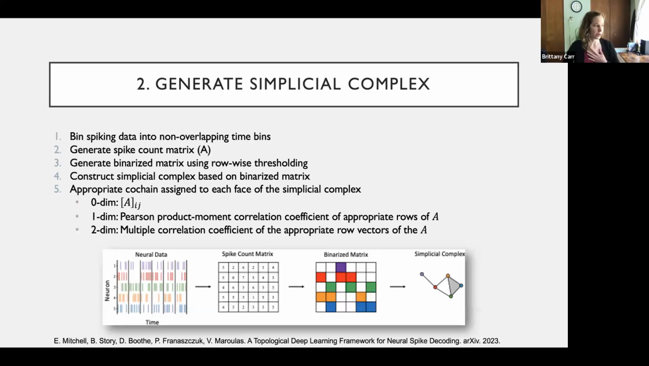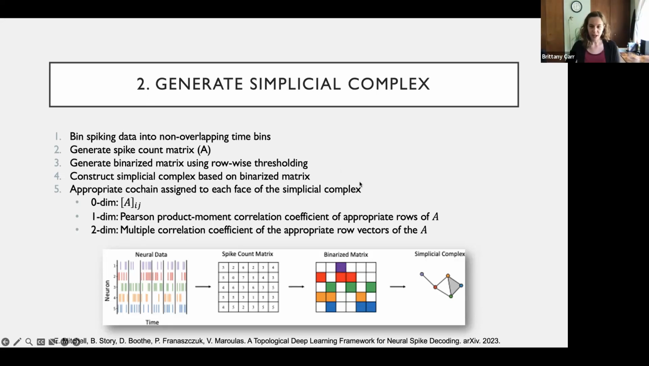So a lot of different neuron processing data things have used graphs in the past, right? Because you get that pairwise connectivity, but as you all know from doing topology, with simplicial complexes, you're able to capture that higher order connectivity.